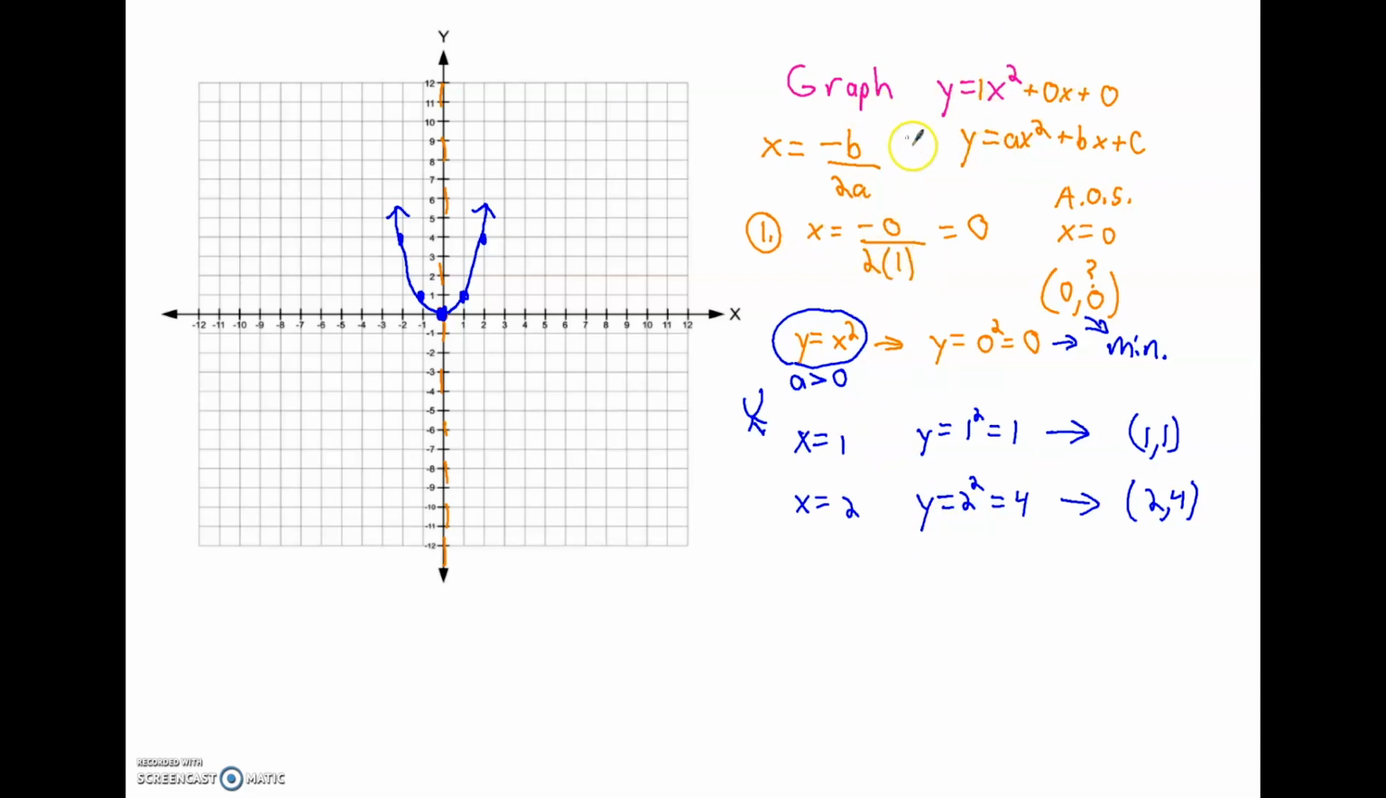After a while, you're just going to look at graphs like this and say, well, there's no b term, so my vertex is going to be at 0. There's no c term, so my y value is 0. And then you're good to go. So you'll end up speeding this process up even quicker than what I showed here. And that's the whole purpose, so you don't have to plug in tons and tons of points.